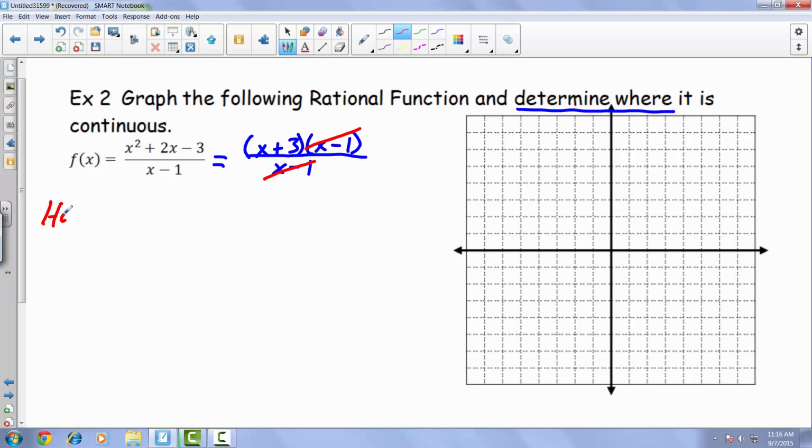So for our hole, we have x minus 1 equal to 0, to try and solve for what x value that would actually happen at. Well, when we add 1 to both sides, we see that x just comes out to be 1.